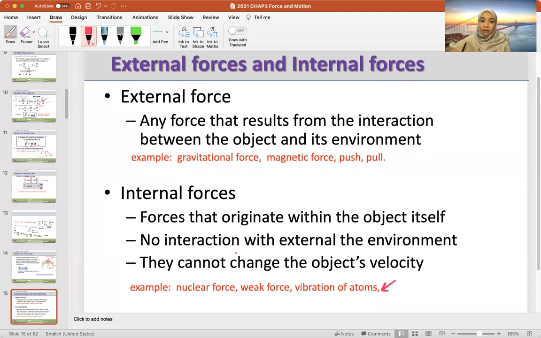Benda yang kat dalam lah, benda yang dalam objek kita tak nampak. Jadi force memang tak nampak pun, but memang benda yang inside, we can't really draw the force outside. It's going to be inside the object. So that is internal force.